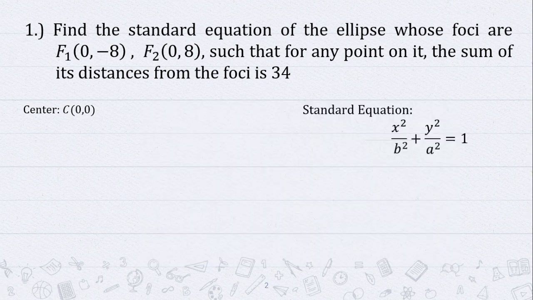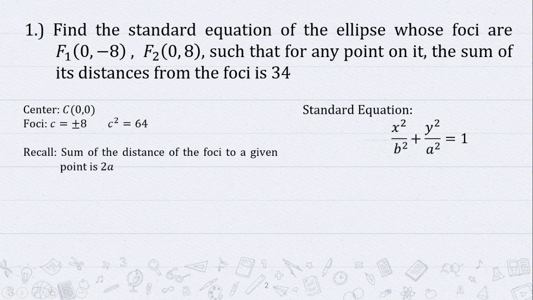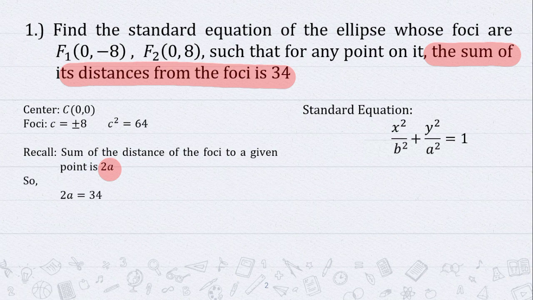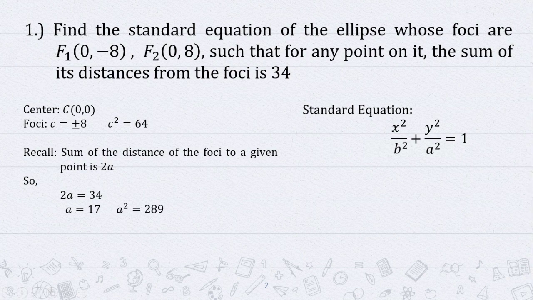Recall that our foci are c units away from the center. Therefore, our c here is 8, which means our c squared is equal to 64. Also recall that the sum of the distances of the foci to a given point is 2a. Going back to our given, it states here that the sum of its distances from the foci is 34. Therefore, 2a is equal to 34. Dividing both sides by 2, we'll have here a is equal to 17, which means that our a squared is 289.